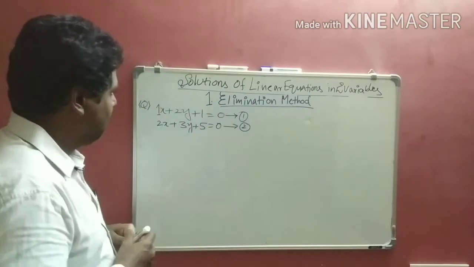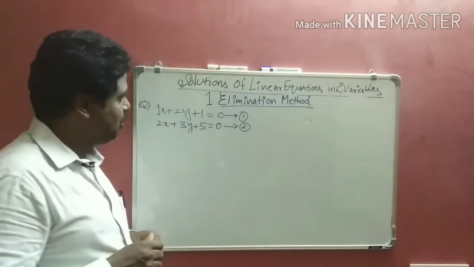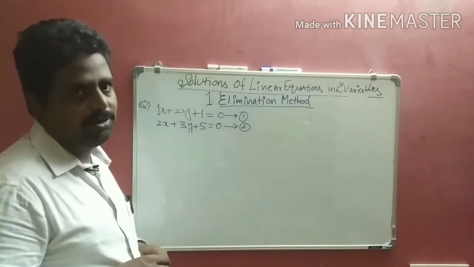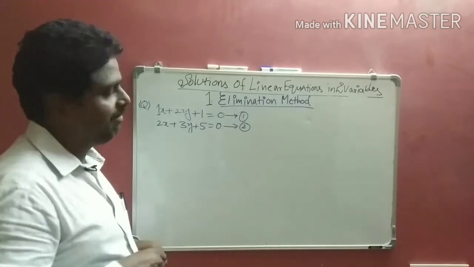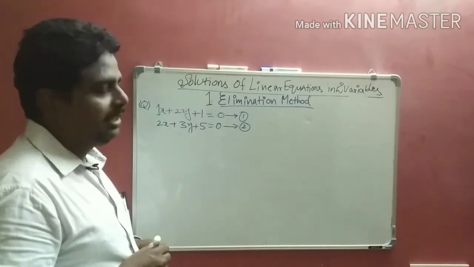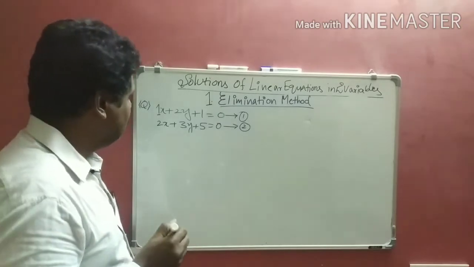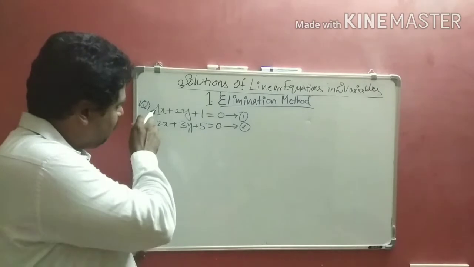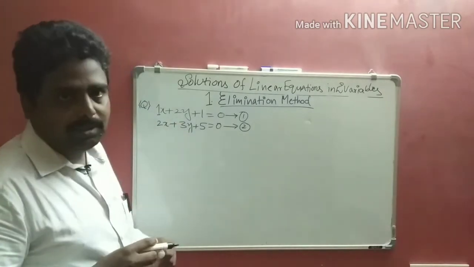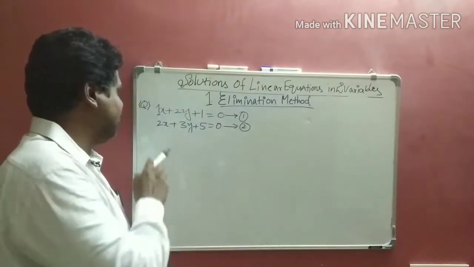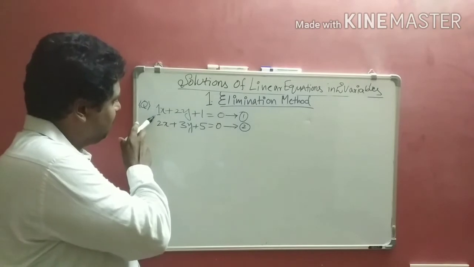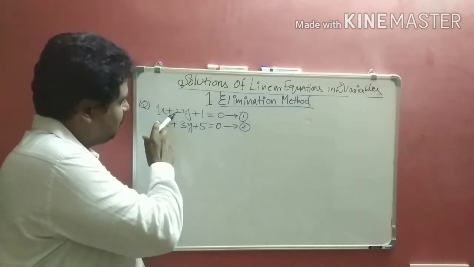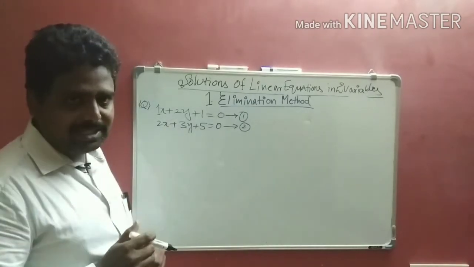Okay. Now, let us take the equations x plus 2y plus 1 is equal to 0, 2x plus 3y plus 5 is equal to 0. For the same equations, we have to apply the elimination method. So now, what do we have to do in the elimination method? First, observe the coefficients of x and y. Here the coefficient of x is 1, here the coefficient of x is 2. Here the coefficient of y is 2, here the coefficient of y is 3.